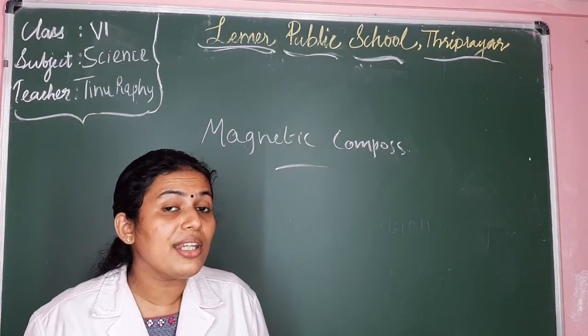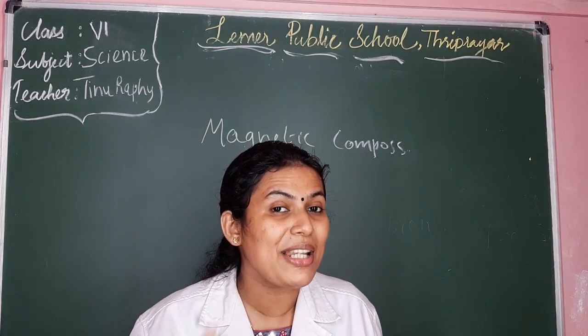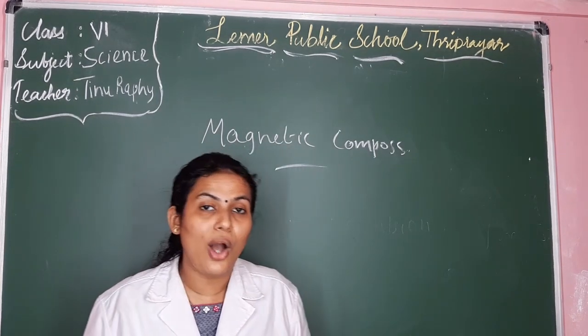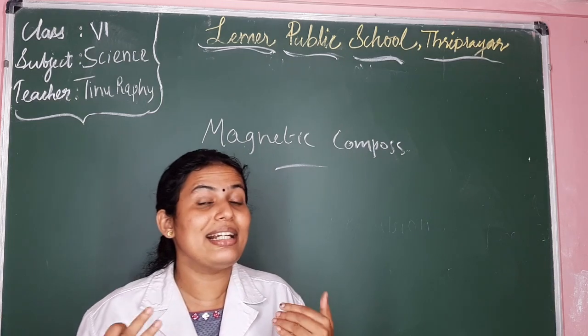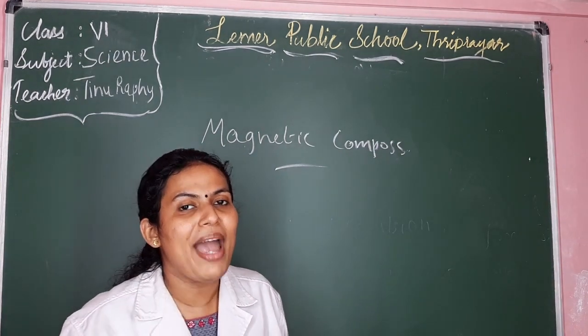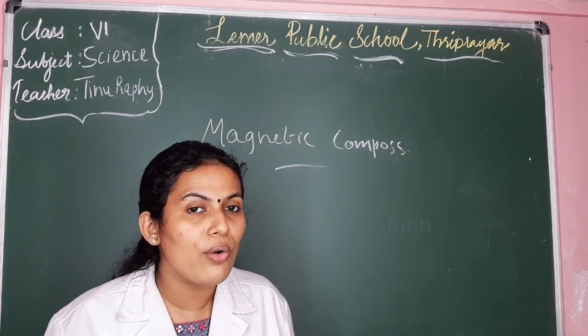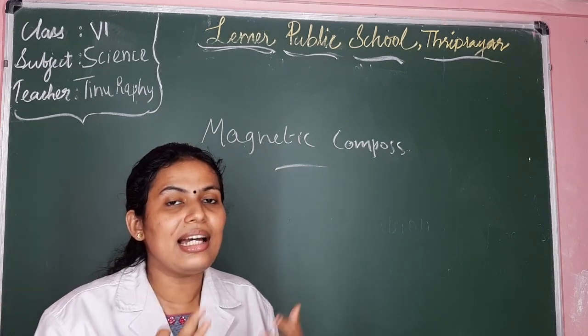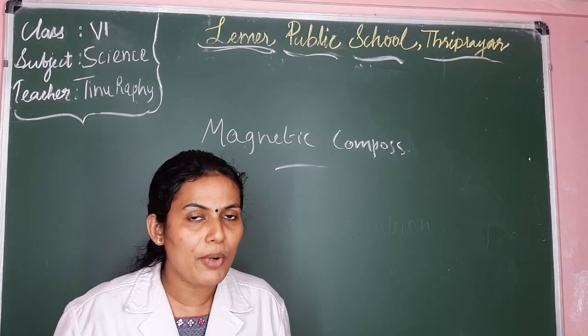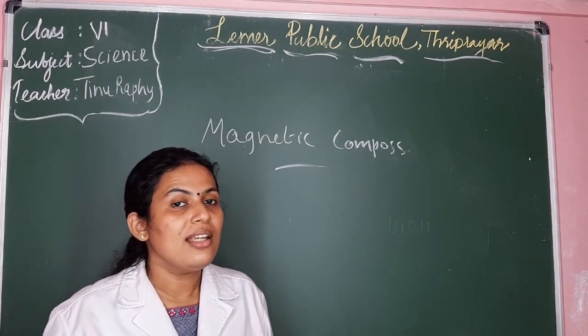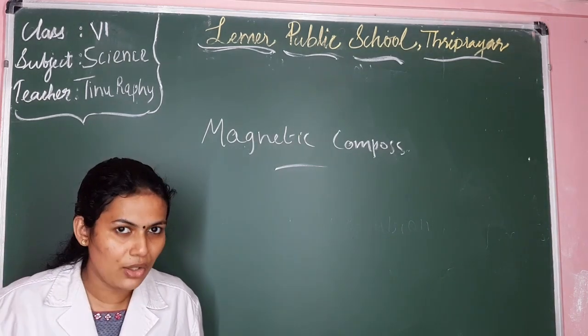Now, which property of the magnet is used as the principle of this magnetic compass? Yes, the directive property of the magnet. That is, the magnet always lies in the north-south direction. So that property is used in this instrument, the magnetic compass.